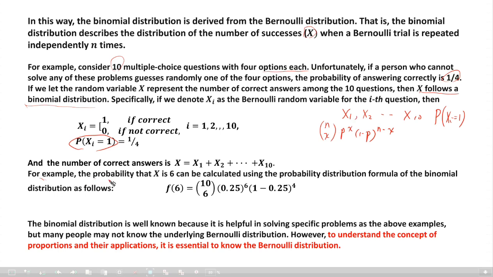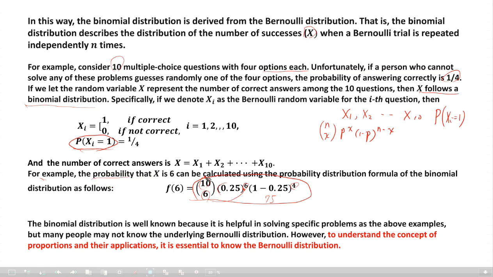Let's see. For example, the probability that x is 6 can be calculated. How many problems? 10 problems. So xi equal to 1, correct answer, then 1/4, 0.25, to the power 6, times 1 minus 0.25, 0.75, to the power 4. You can calculate this one, then you get the answer to this question.